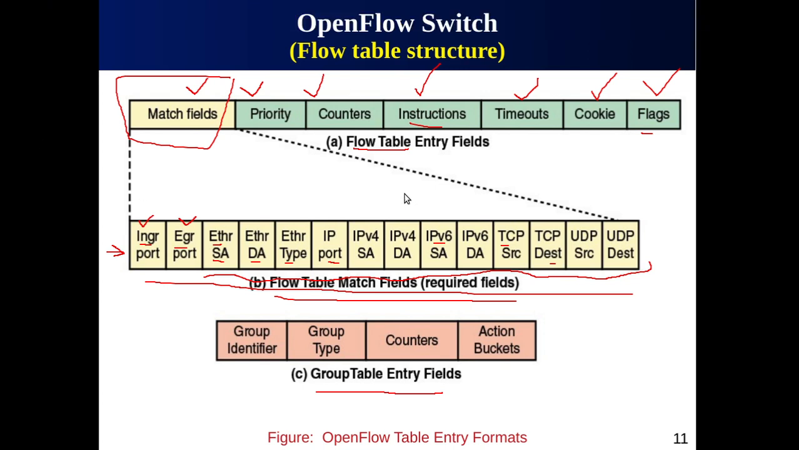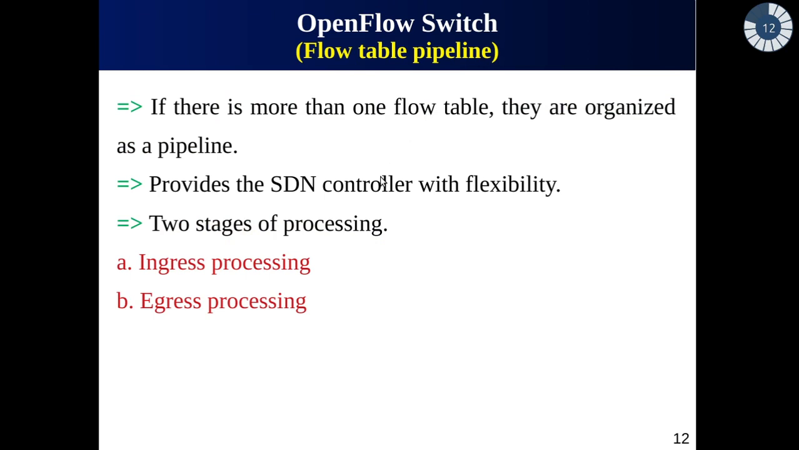So in short, the pipeline processing always starts with the ingress processing at the first flow table, and then if there is more than one table, we can forward it to the egress processing. And this pipeline process will provide flexibility to the SDN controller.